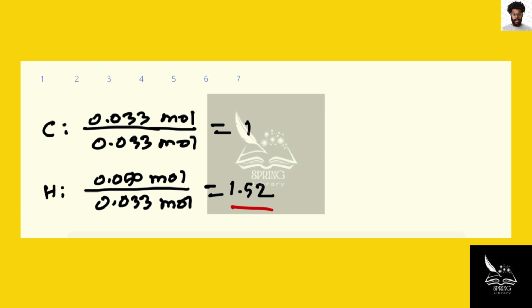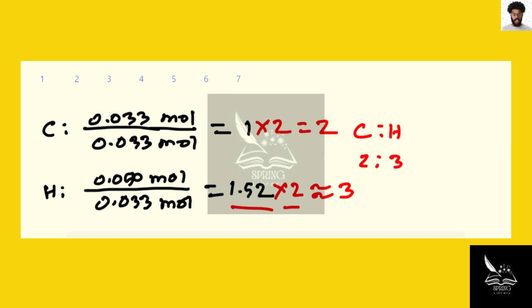And the smallest possible whole number we can convert it to is by multiplying by 2, which will give us approximately 3 here. And since we are multiplying this by 2, we have to multiply the ratio of carbon by 2 also, which will give us a value of 2. So that means the simplest whole number ratio of carbon and hydrogen here is 2 to 3. That means the empirical formula will be C2H3. So this is the empirical formula of the hydrocarbon we are given here.